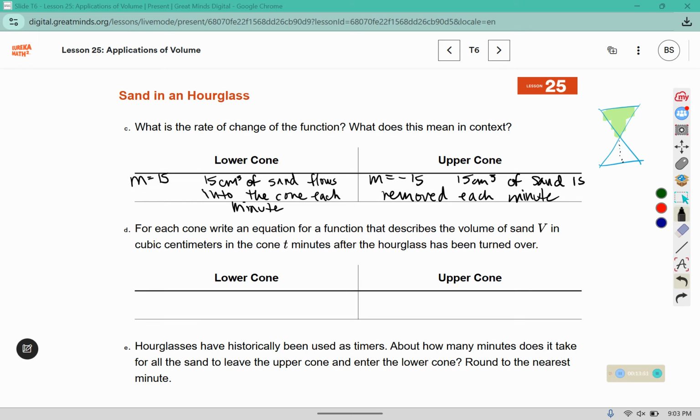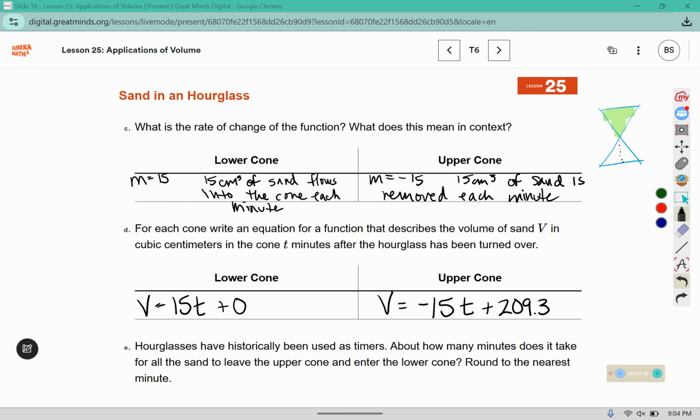D. For each cone, write an equation for the function that describes the volume of sand, V, in cubic centimeters in the cone, T minutes after the hourglass has been turned over. So this one had a rate of 15 and an initial value of 0, whereas the upper cone is losing sand each minute, but it started with all of the sand. Again, you don't need this plus 0. You could just write it as V equals 15T, but it's not wrong to include it if you'd like to.